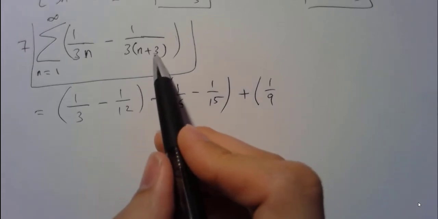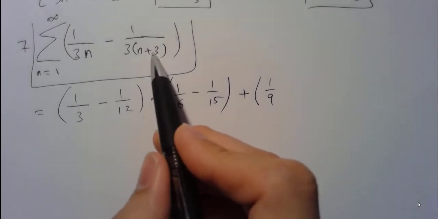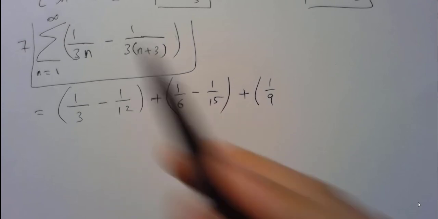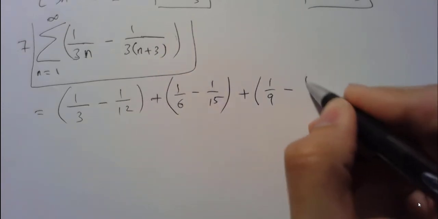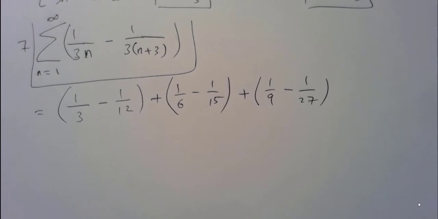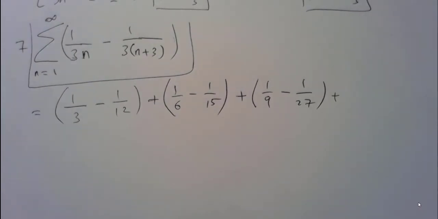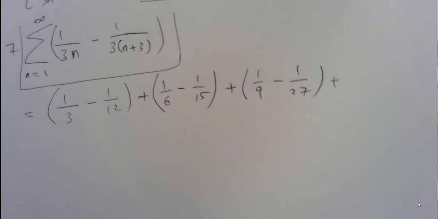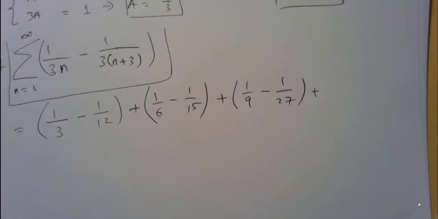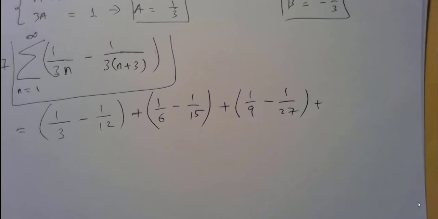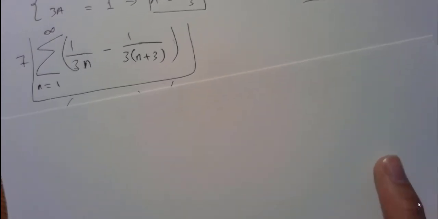3 plus 3 is 6, and 9 times 3 is 27. So minus 1 over 27. Still no cancellation, so just keep moving on. Actually, here there's one more thing we can simplify. This is getting large. The numbers are getting large, so I want to do one more simplification here.